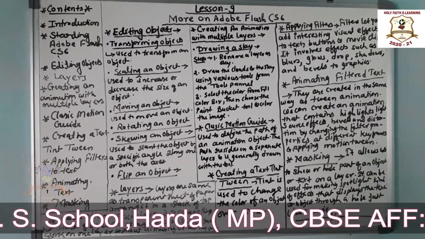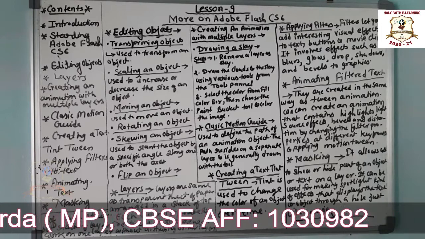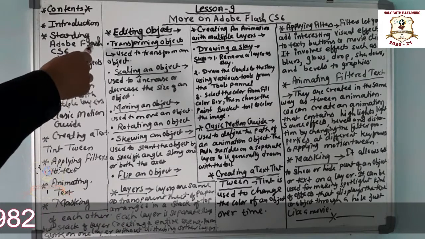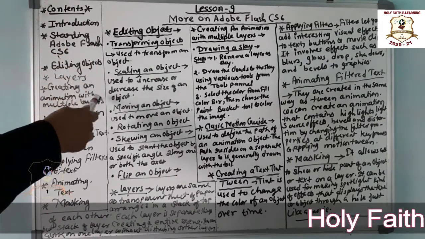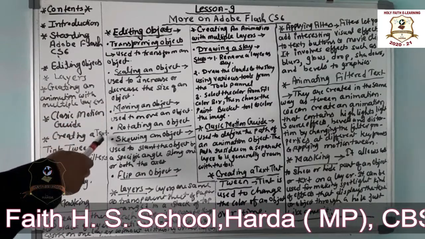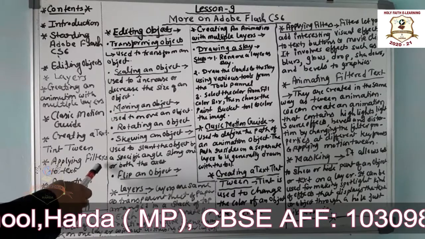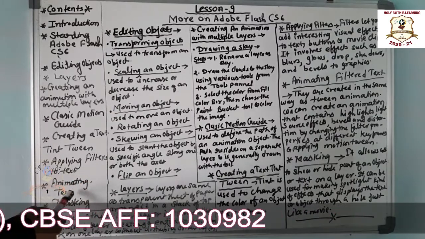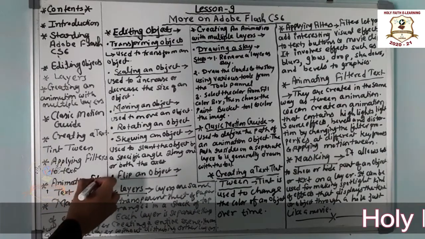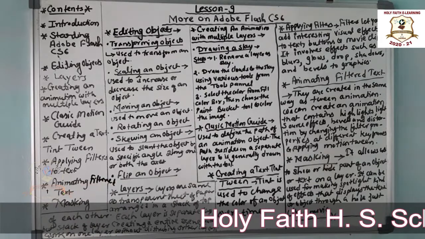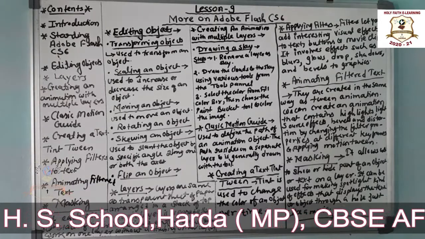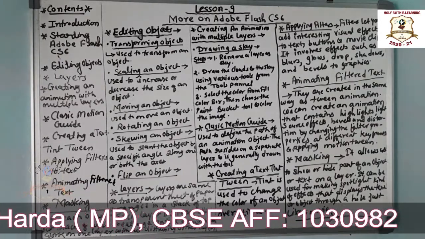The contents are, the first one is the same as the previous lesson: introduction and starting of Flash CS6, editing objects, layers, creating an animation with multiple layers, classic motion guide, creating a text tween, applying filters to text, animating text, animating filtered text, and masking. So these are the contents, in which the first two, introduction and starting, we have skipped because we have already discussed them in our previous lesson.